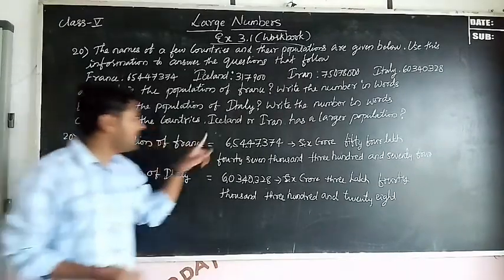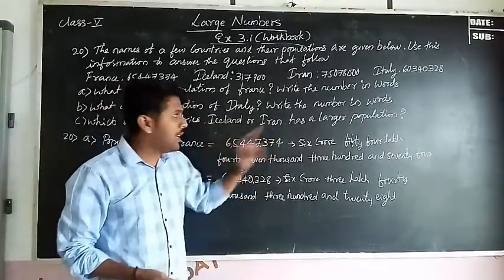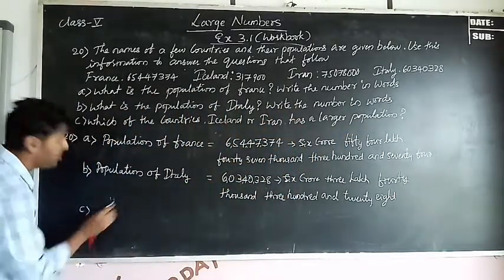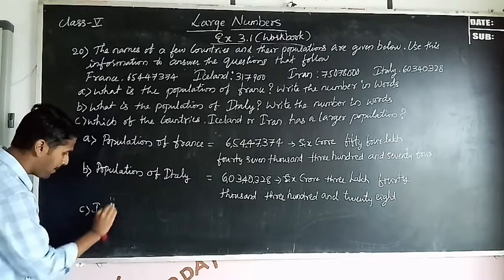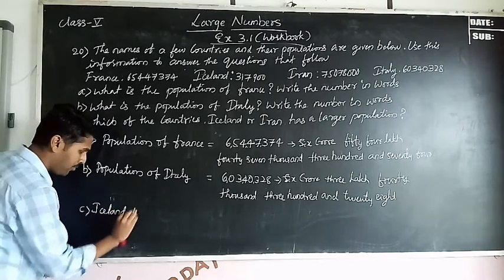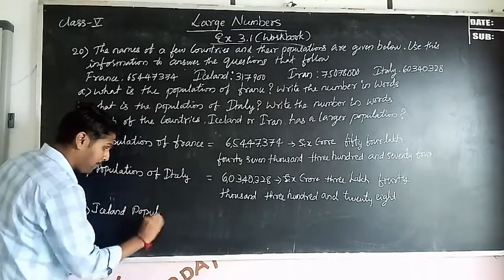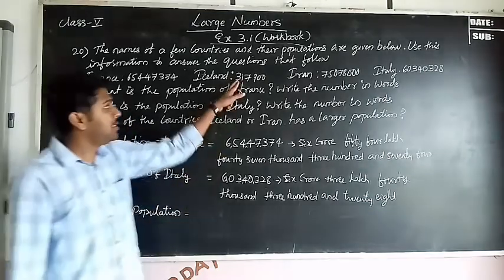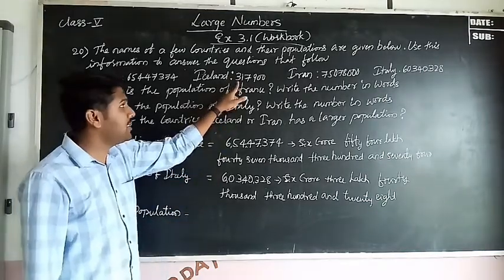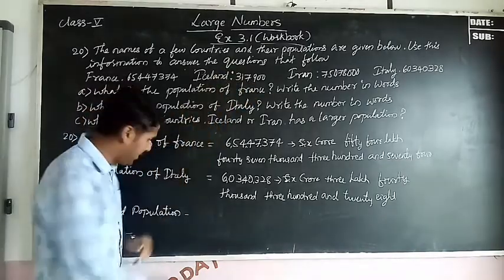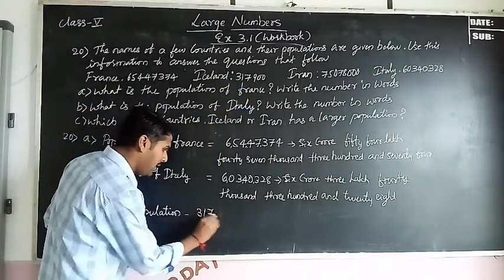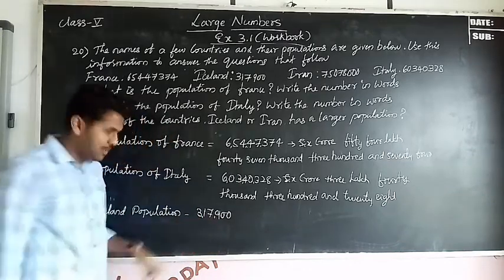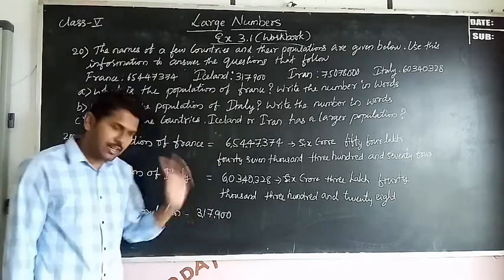Which of the countries, Iceland or Iran, has a larger population? So first write down their populations. So Iceland population. Iceland population is this number. What is this? 3,17,900. So what is this number? 3,17,900.